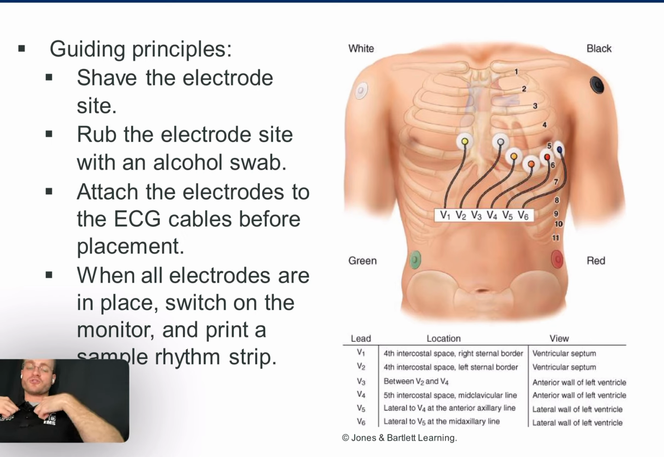As soon as you get down to the clavicle, you're already in the second intercostal space. So it's one, two, three, four. Right about here is where I'm going to put electrode V1 on my right side, V2 on the left side. That's what they're showing you right here. You could screenshot this if you want.